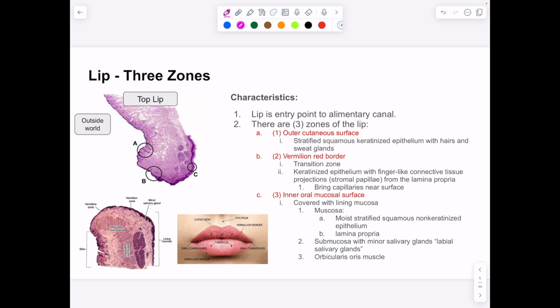So our lip, we have three regions overall. We have the outer cutaneous region, then we have our vermilion red border, which you're familiar with. It's why your lips look pink. This is a transition zone. And then on the inside, we have our first of our three oral mucosas, the lining mucosa.